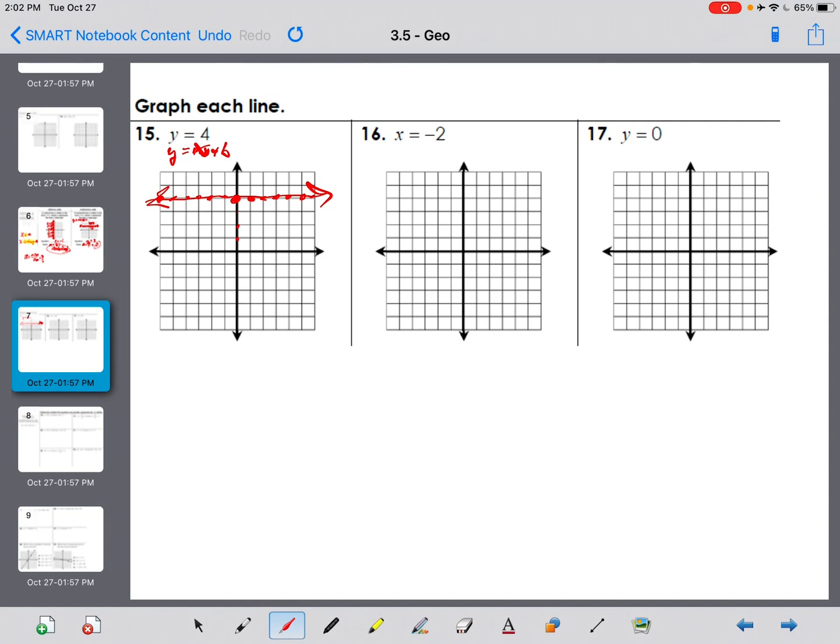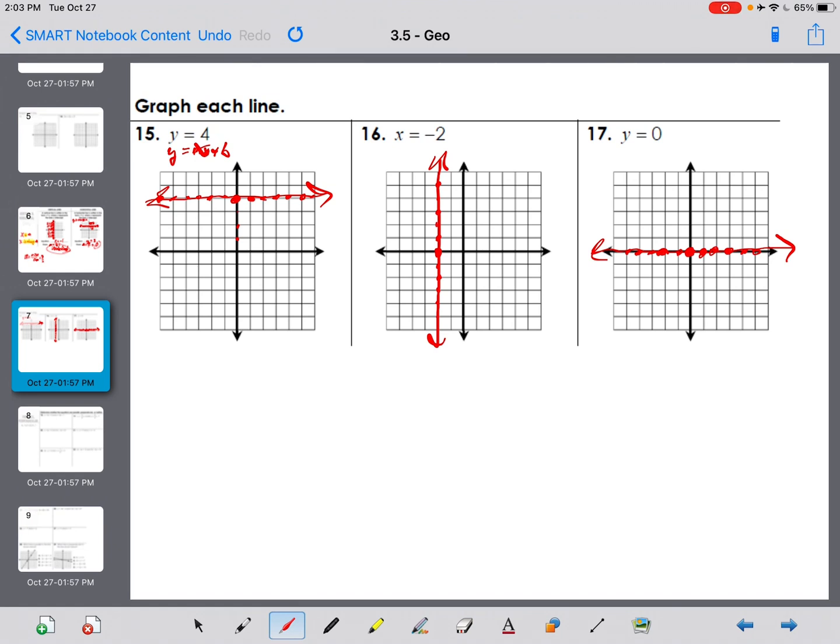Okay. x equals negative 2. Well, you can't do y equals mx plus b because it's an x equals. But it's saying x is always negative 2. So where is x negative 2? Right here. Go 2 to the left, and then it's always negative 2. And so we graph x equals negative 2. Now, y equals 0. Well, we're talking about the y, but we don't go up any. We go 0. So y equals 0 is another way to talk about the x-axis. Goes right through there.